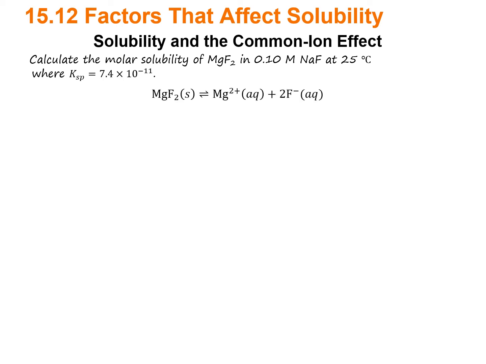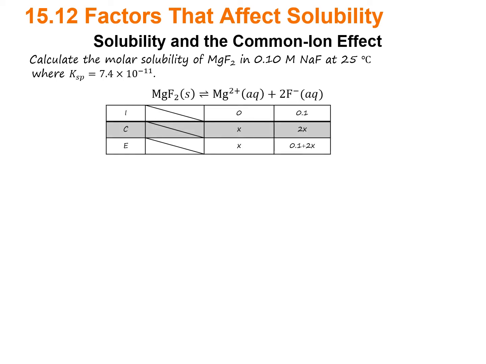Solving this, setting up our ICE diagram, notice the big difference here is that where we initially always had 0 for both of those quantities in the top row under initial concentrations, now, because we have the sodium fluoride present, one is labeled as 0.1. Putting in the change, because we know the reaction is going to the right, we get X under magnesium, and 2X under the fluoride. We sum those two rows up above, and we end up with X under the magnesium and 0.1 plus 2X under the fluoride.